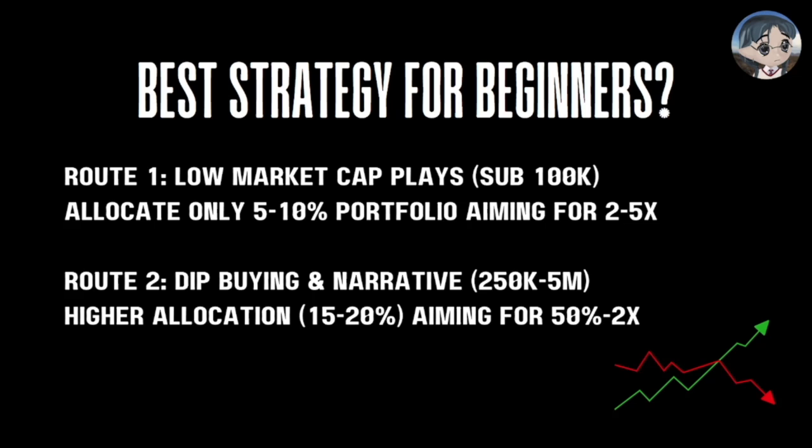You're not going to turn 1 SOL into 1,000 SOL in a month. I know everyone wants that, and it can happen to you if you put in the work, but not in the first month, guys. All right. What you want to be doing is just compounding very, very quickly. So sub 100K, allocate 5 to 10%, aim for those 2 to 5Xs.